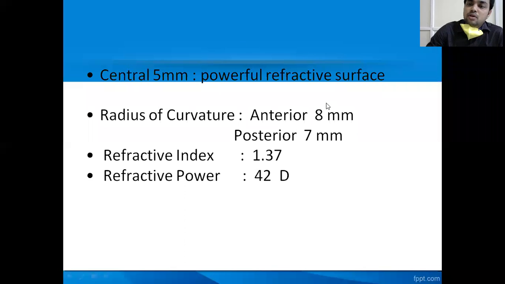The central 5 mm of the cornea is very important because we call it the optical zone. It acts as a powerful refractive surface. In the eye, there are two refractive surfaces: one is the cornea and the other is the lens. The radius of curvature is around 8 mm anteriorly and around 7 mm posteriorly. Refractive index is 1.37. Refractive index is the change in the path of light when it travels from vacuum to any medium. When light passes from vacuum to any medium, there is refraction of light. That we call the refractive index. In the cornea it is around 1.37 and the refractive power is 42 diopters.